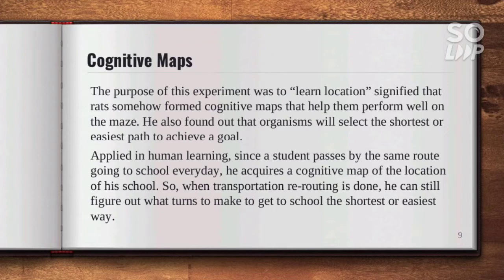So now, when we apply this in human learning, since a student passes by the same route going to school every day, he acquires a cognitive map of the location of his school. So when transportation rerouting is done, he can still figure out what turns to make to get to school the shortest or easiest way. Or in other words, we can also say that cognitive maps are like an instinct that we have or we acquire along the way.